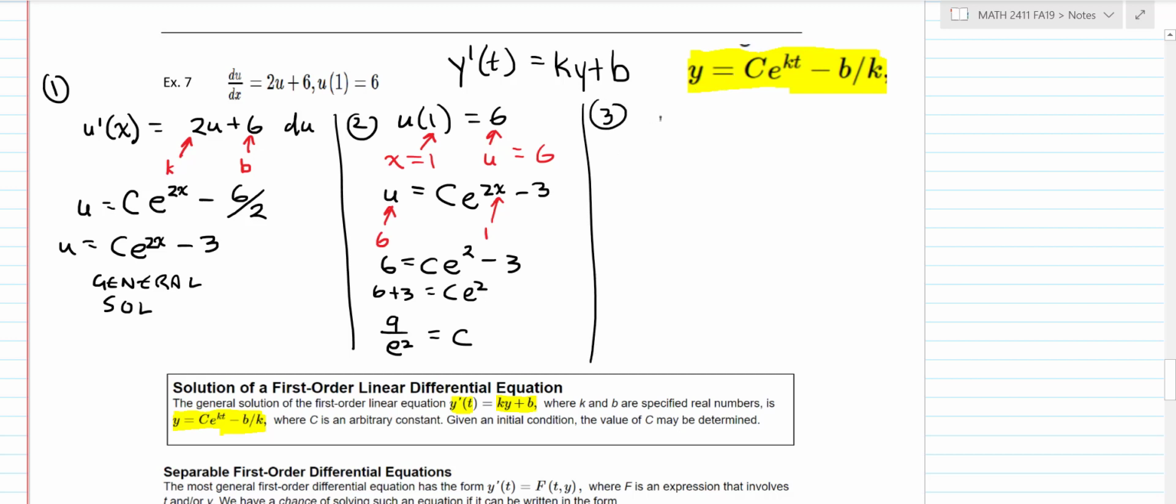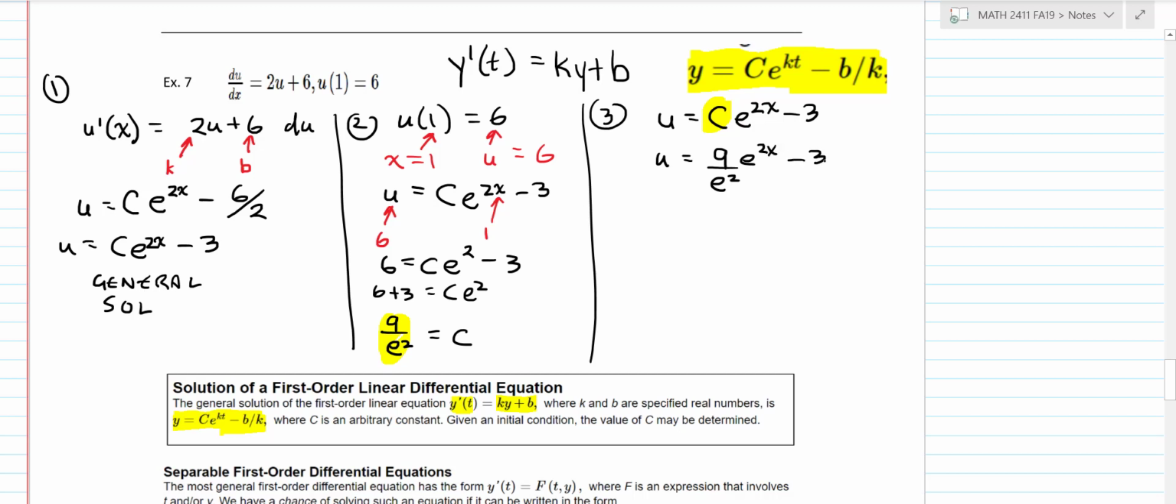So the general solution was u equals c e to the 2x minus 3, but c is equal to this constant. So that gives us a specific solution. So we'll just write 9 over e squared times e to the 2x minus 3.